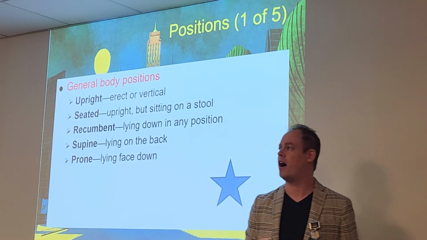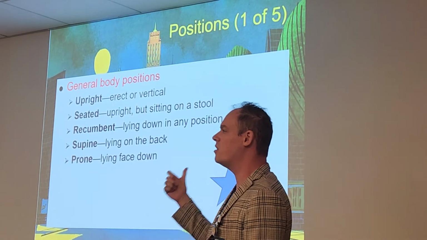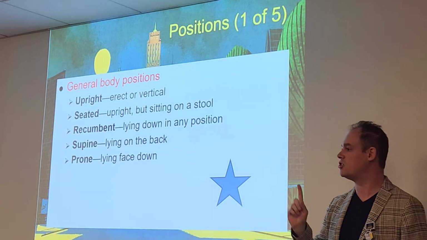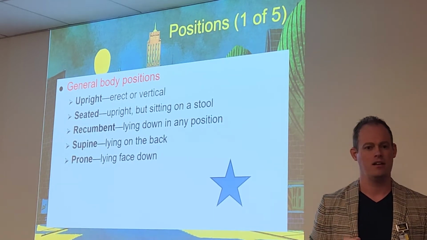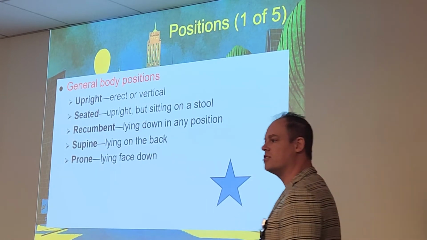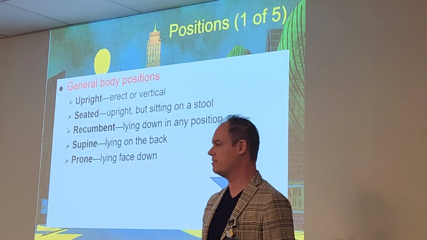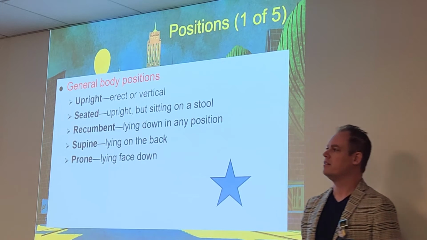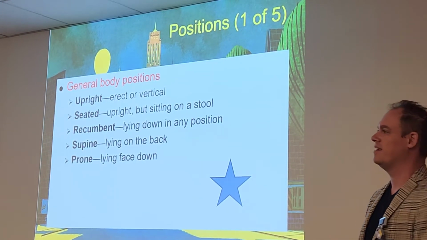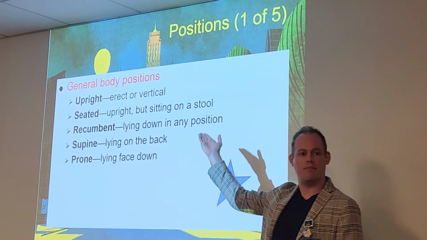So, these are the 5 most common general body positions. Upright. Also can be called erect or vertical. That means the patient is standing up or sitting up in a chair. Please write that down. Standing up or sitting upright in a chair or bed, they're still upright positions. Means that my torso is vertical. Seated means I'm sitting in a chair. Still considered an upright position, a little bit of overlap there.